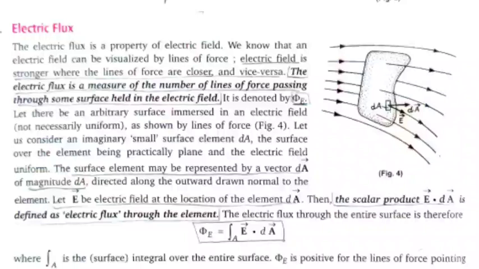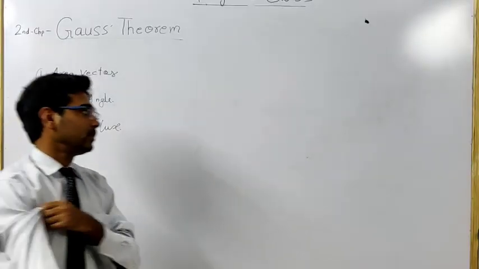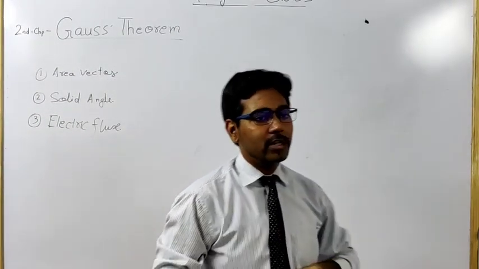So electric flux, as on your screen, is a measure of the number of lines of force passing through some surface held in an electric field. The very first thing you should notice is that electric flux is a property of the electric field. Okay. What is electric flux?